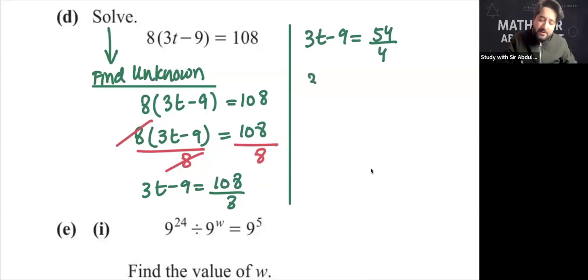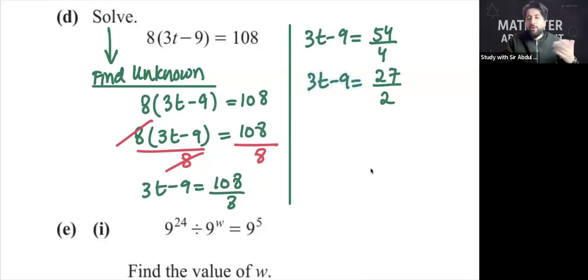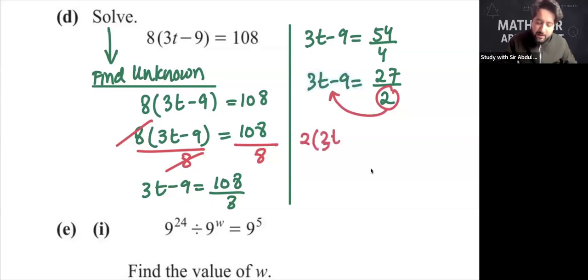So 3t minus 9, half of 54 is 27, and half of 4 is technically 2. Now I want to find out the value of t. So 27 divided by 2 is 13.5. I don't want to complicate my question by making it a decimal. So I can send this to the left side, and it will be multiplied over here. So I can multiply 2 times 3t minus 9 equals 27.